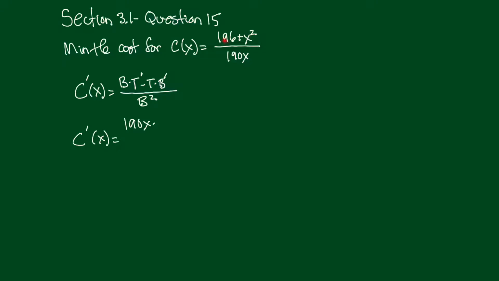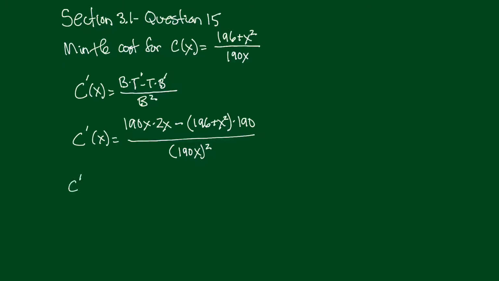Now the top, we'll get a 0 here and a 2x here. So we'll get just a 2x. There's the bottom times the derivative of the top minus the top, quantity 196 plus x squared, times the derivative of the bottom. And the bottom is linear, so it's just 190, all over the bottom squared, 190x squared. There's the calculus part.